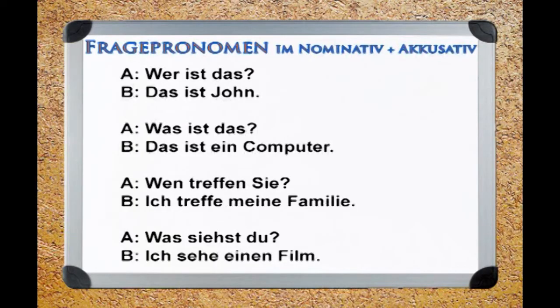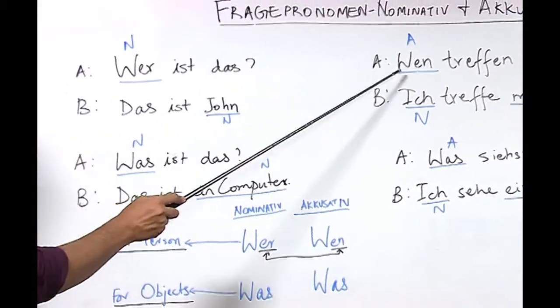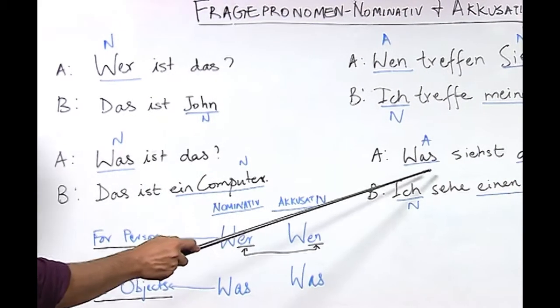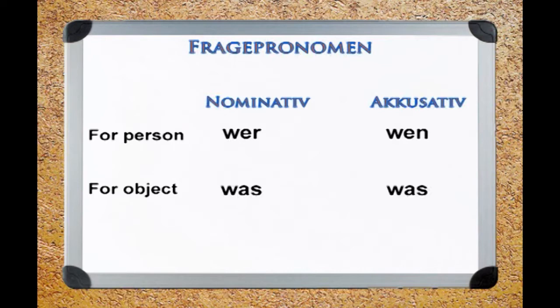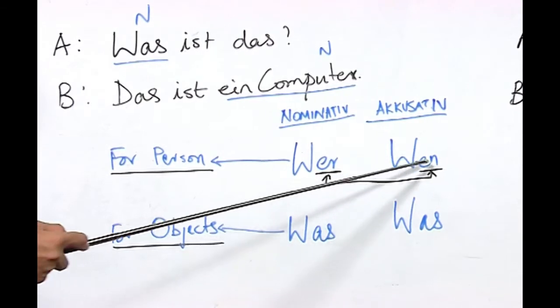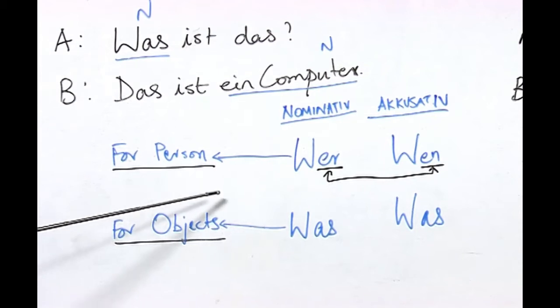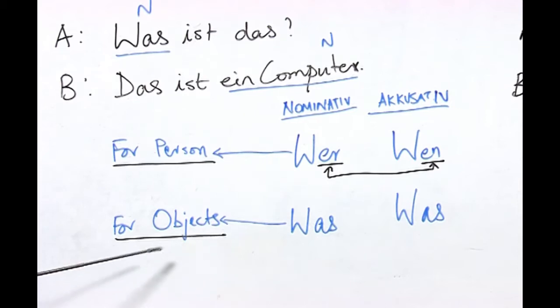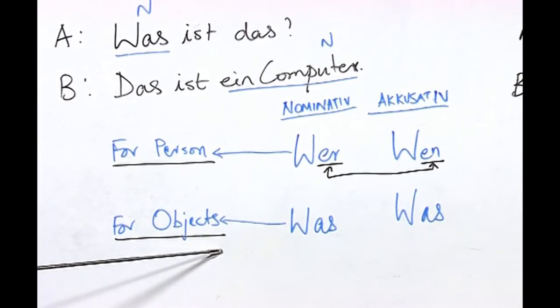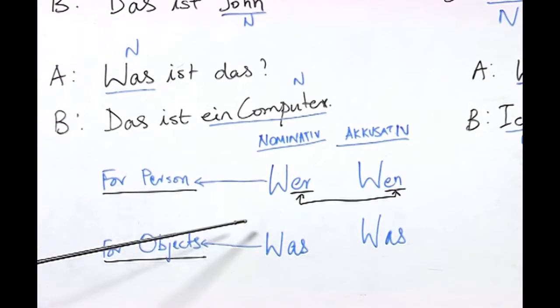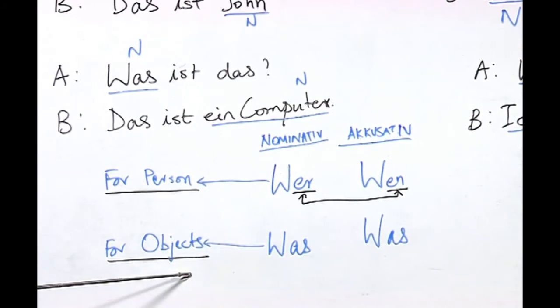So, if you look at the W questions, the change happens only for those W questions where it is for the person, that means wer becomes wen. For objects with W questions, was remains was. If you look at this table which I have written here, you can see that the ending wer becomes wen, just like der becomes den, einer becomes einen. However, was remains was. And please remember, wer and wen always refer to persons, and was in nominative and accusative always refers to objects. So, whenever you are making a W question with these elements, please remember to use the appropriate W question for person or for objects. Now, let us look at some examples and try to understand how the Fragepronomen works in nominative and accusative.